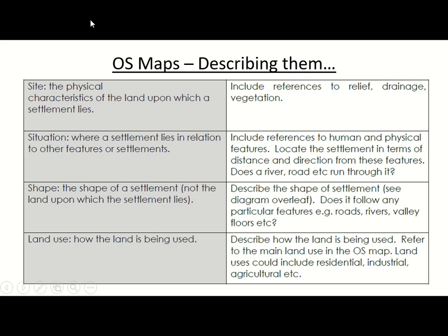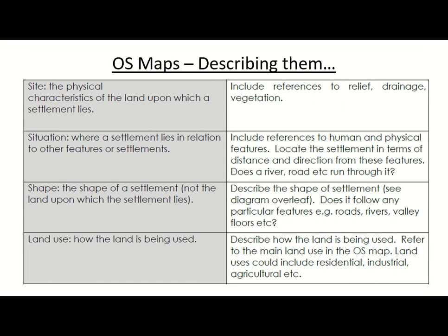Okay, and describing OS maps. Now, this is almost the final aspect of OS maps that I need to talk to you about, because symbols, grid references, and contours are the most specific parts. But when it comes to actually getting given an OS map and describing it, this is also really useful and quite commonplace in geography.